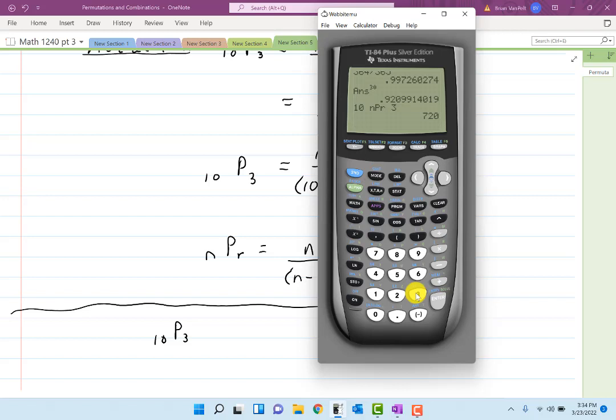Now for the TI-30X calculators, it's really easy to find yours. You enter it in the same way, so I'll put a 10, but then you'll click your PRB button, and you'll just select the first item in the list, and then you'll follow that with a 3 and then equals, and you'll get 720. Most straight up scientific calculators will have NPR on the keyboard itself, so make sure that you can find that.